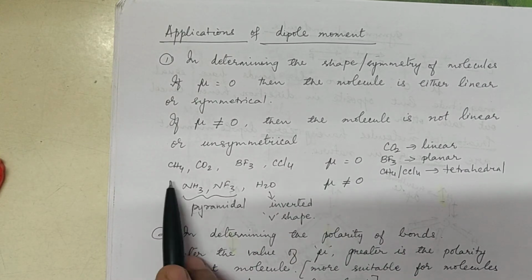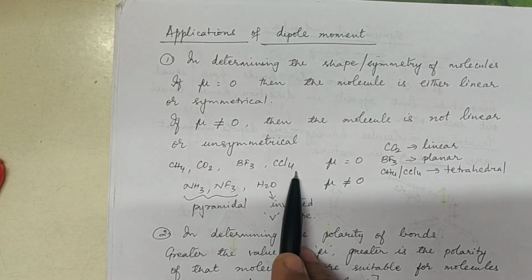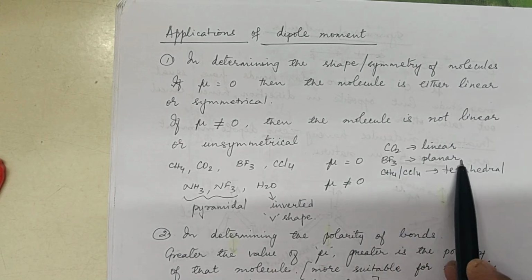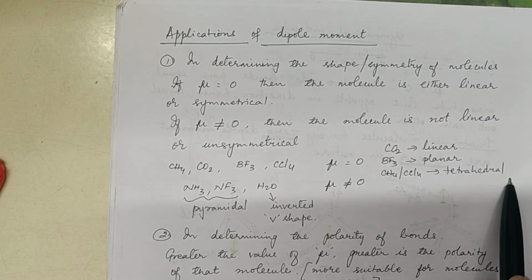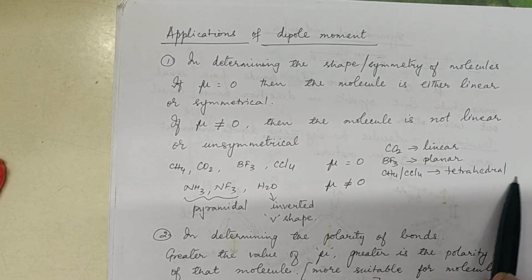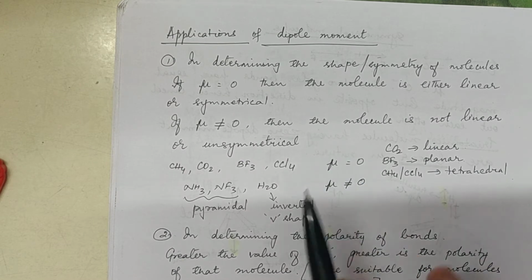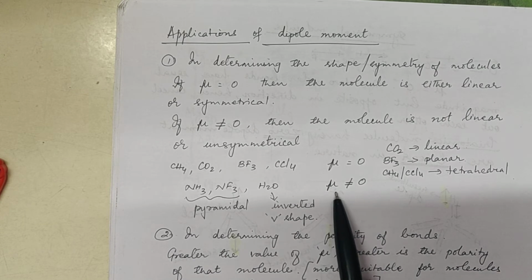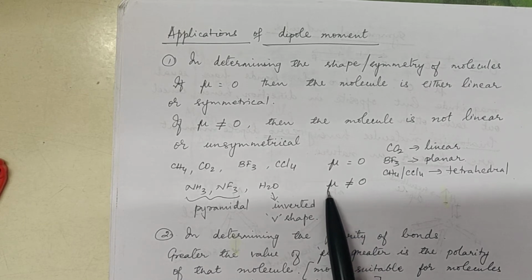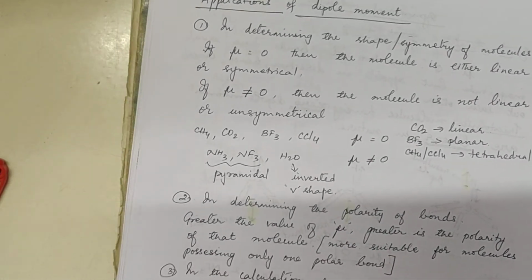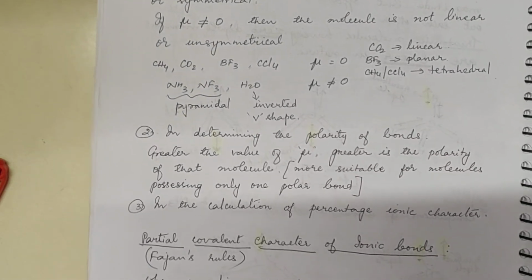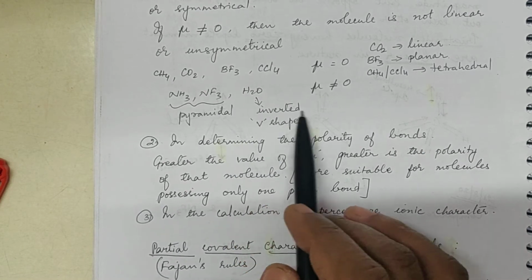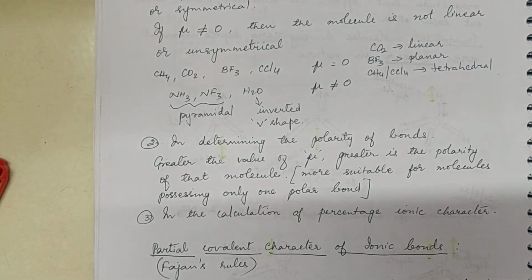Now mu is equal to 0. Which are the molecules? All these three. We already saw this. CO2 is linear, BF3 is planar, CH4, CCl4 are tetrahedral. So they all have symmetrical geometries and their mu value is 0. Whereas NH3, NF3, water, they all have some dipole moment value. That means it is not equal to 0. And you know very well that they have their own shapes or geometries. These two are pyramidal and this has an inverted V shape.